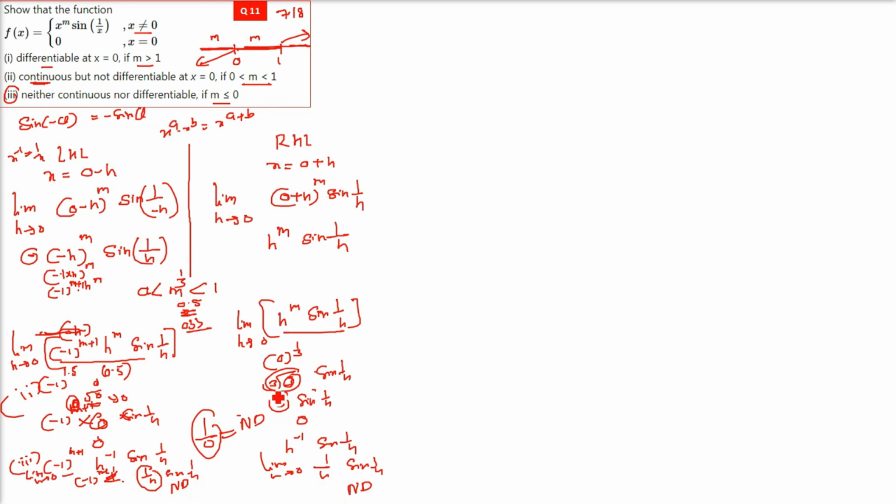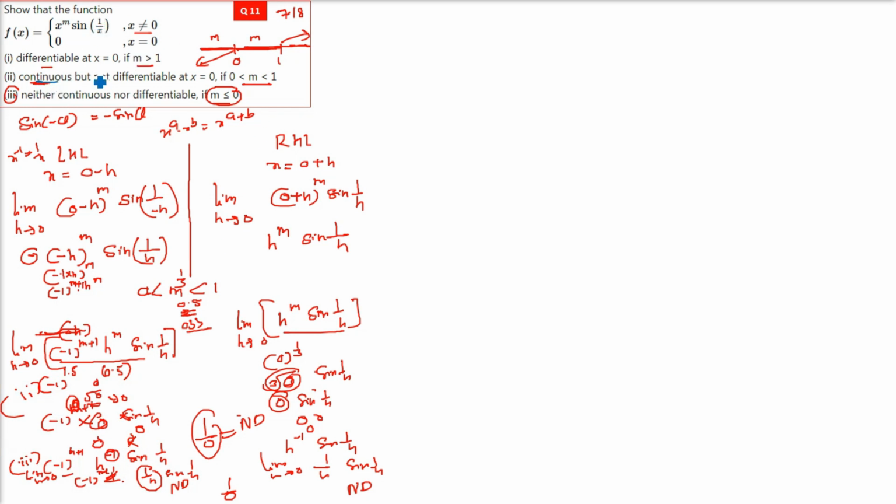So when the function is not defined for m less than 0, that means it is not continuous. And if you take 0, because it is m less than or equal to 0, you have to check for 0 also. If h raised 0 is what? 0 to the power 0. Now 0 to the power 0 is also undefined. There is nothing called 0 to the power 0, infinite to the power infinite like that. This is also not defined. So it is not continuous in either case, m less than 0 or m equal to 0. Okay.